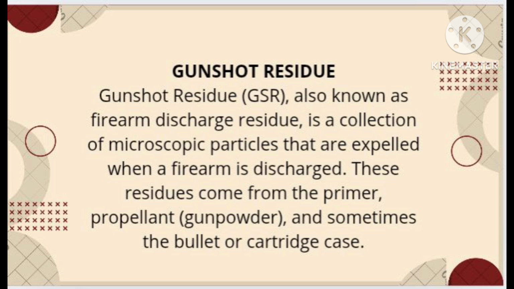Gunshot residue. Gunshot residue, also known as firearm discharge residue, is a collection of microscopic particles that are expelled when a firearm is discharged. These residues come from the primer, propellant, gunpowder, and sometimes the bullet or cartridge case. It means gunshot residue is a mix of tiny particles released when a gun is fired. It can stick to a person's hands, clothes, or nearby objects and is used in investigations to check if someone fired or was near a gun.